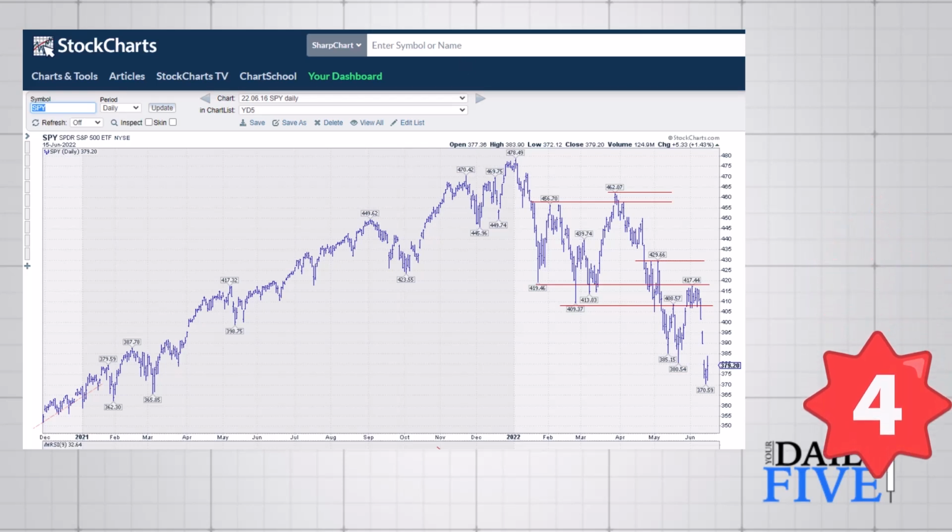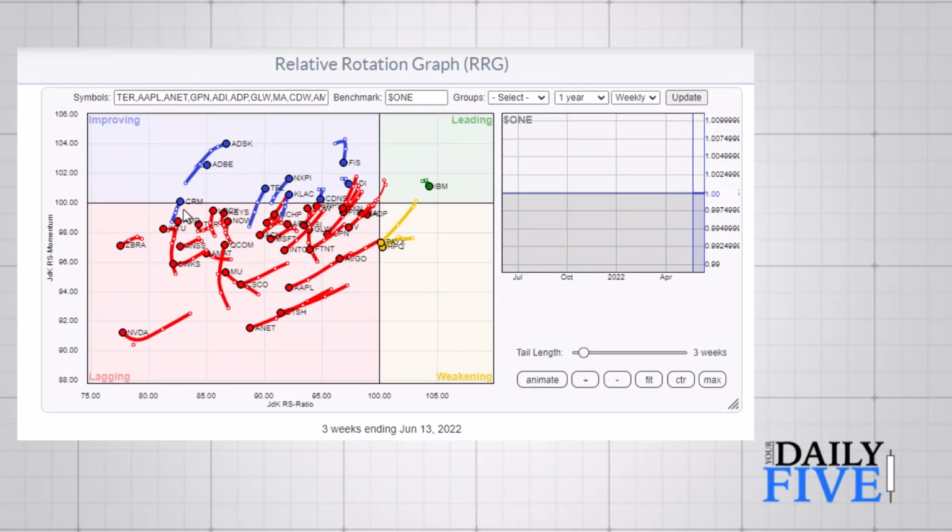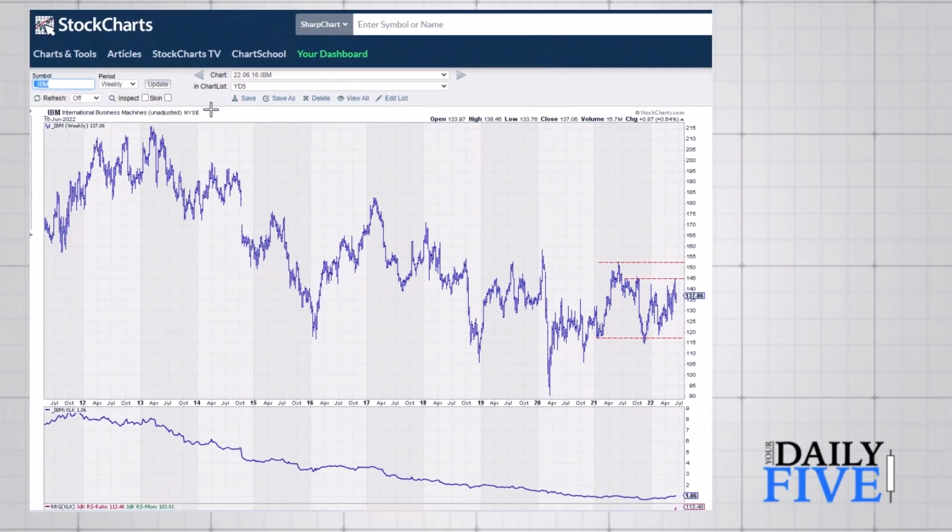And then to end on a positive note, I want to show you the relative rotation graph that shows you the members of the technology sector against $SPY. This is all price based, and you can see that there is one stock, IBM, positioned inside the leading quadrant. This sector is massively going down, a massive downtrend. Look at the individual stocks. If you pick out IBM, you'll be pleasantly surprised.